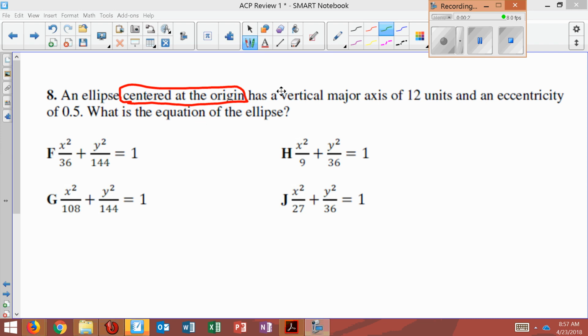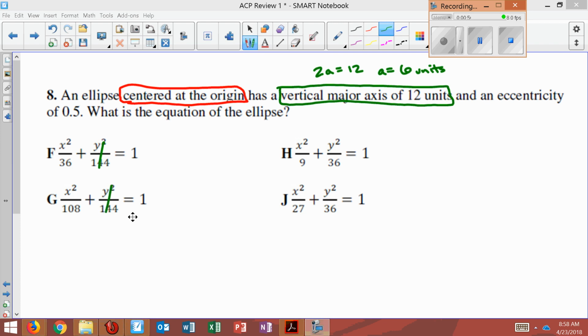Next, we have a vertical major axis. That means the longest side is vertical. That means the value under y will be bigger than the value under x, and it's 12 units long. Well, the vertical major axis is always 2a, which means that a is actually 6 units. So underneath y we would have 6 squared. So this one's gone, and only these 2 remain.